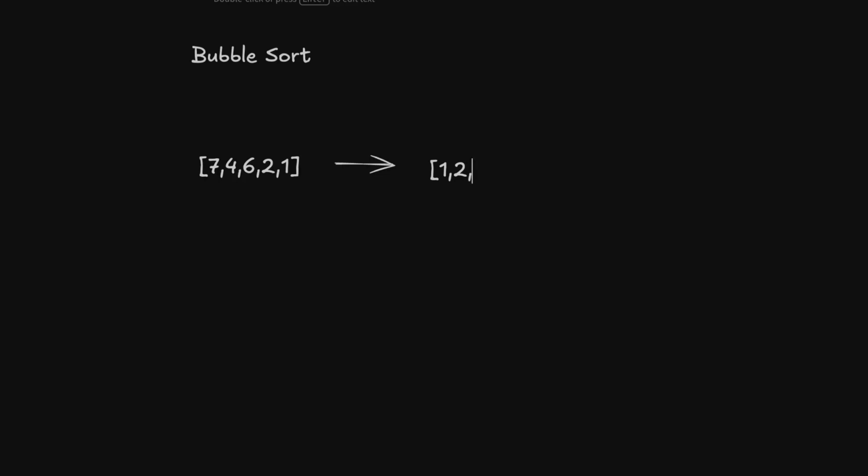We have to sort it like 4, after that 6 is there, and after that 7 is there. Okay, so basically this is sorting, and there are many techniques of sorting. So one of them is bubble sort.